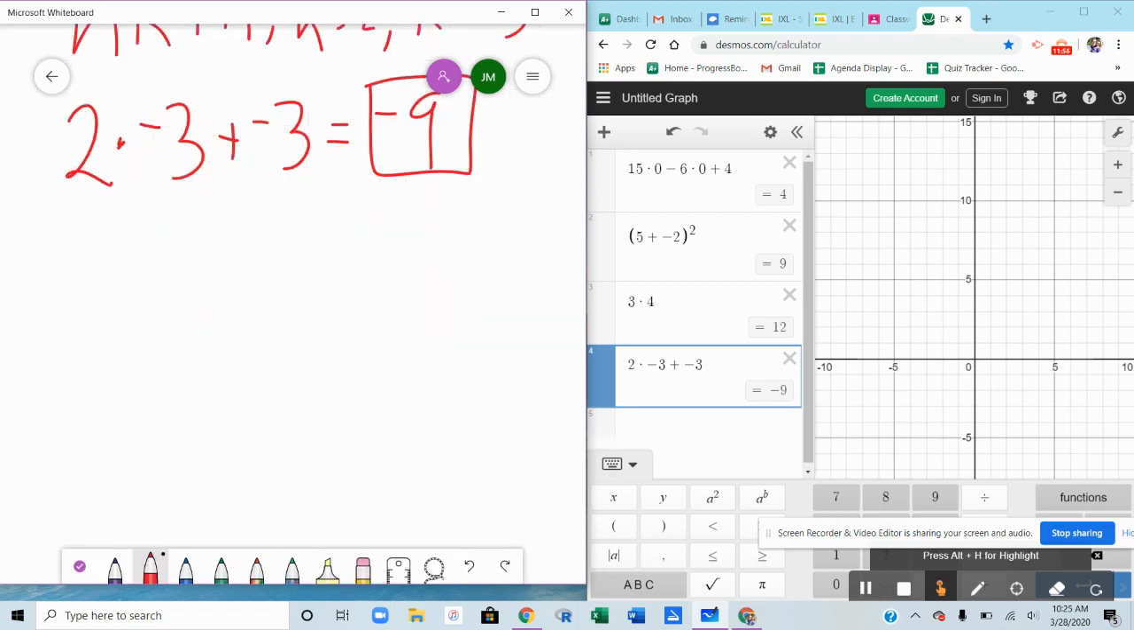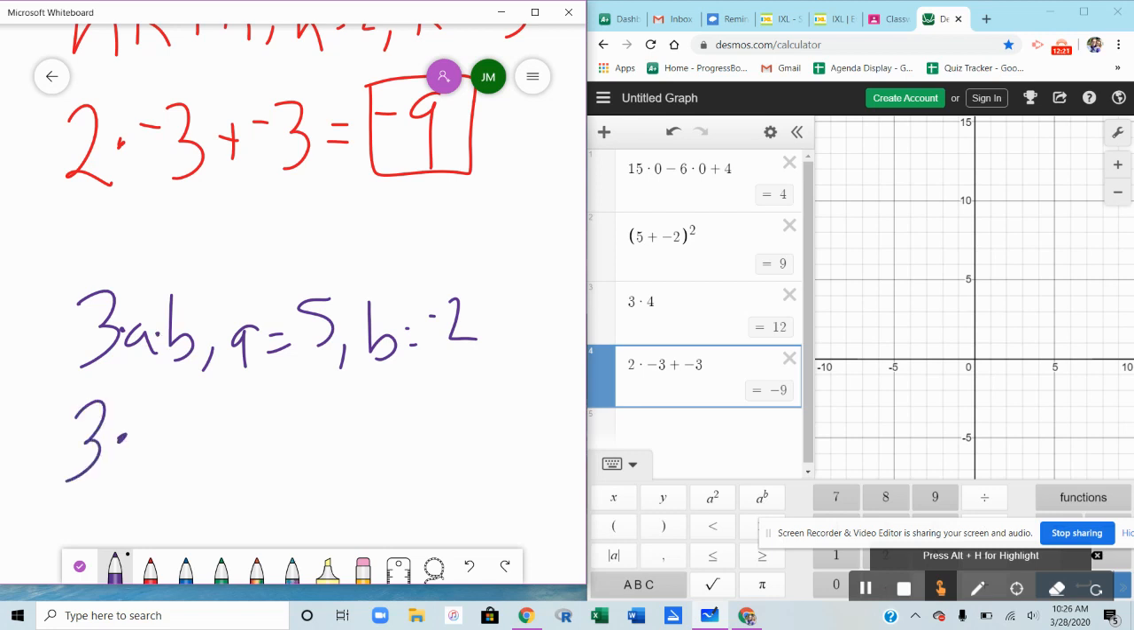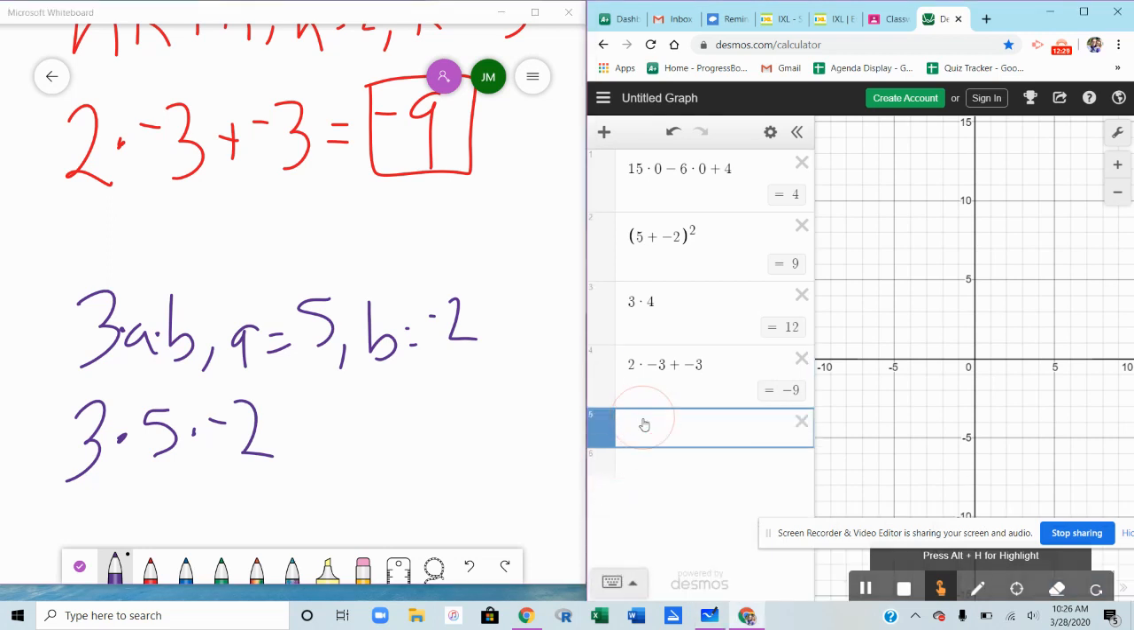All right, couple more. 3ab, where a is 5 and b is -2. So you've got 3 and then a letter, imaginary times sign, and then a letter and a letter, which means imaginary times sign. So we have 3 times a is 5 times b is -2. So 3 times 5 times -2, which is -30.